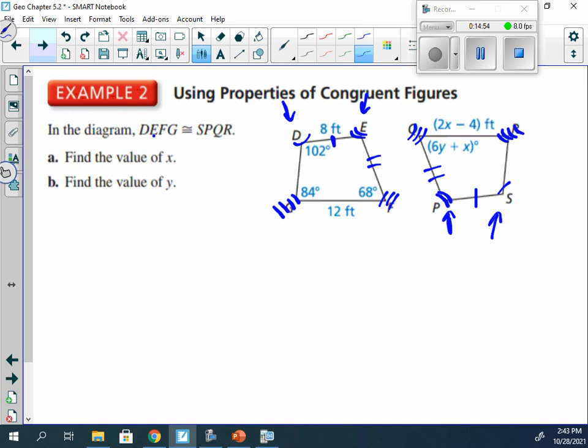Because they didn't need to add them, since they told us that the two figures were congruent. So their parts are going to be congruent as well. Yes, sir. Because we haven't put them up yet. Yep.